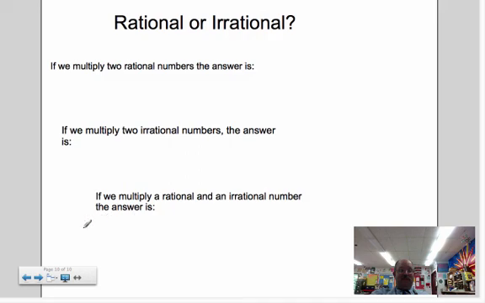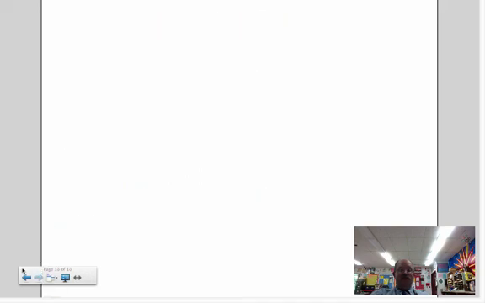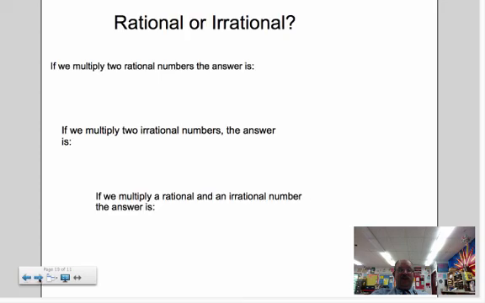All right? So this is a way to wrap us back around to rational and irrational numbers while talking about scientific notation at the same time.